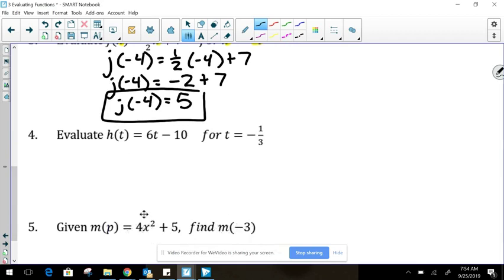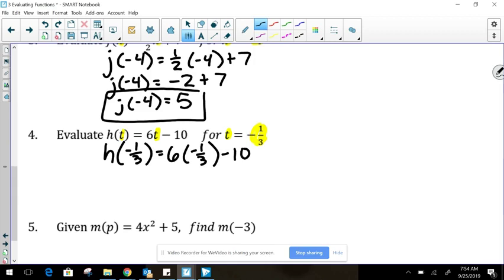Let's do these last two just so we're good with the fractions. All right, we have, let's highlight first. So t is equal to -1/3. So I'm plugging that -1/3 in here and here. So h of -1/3 equals 6 times -1/3 minus 10.